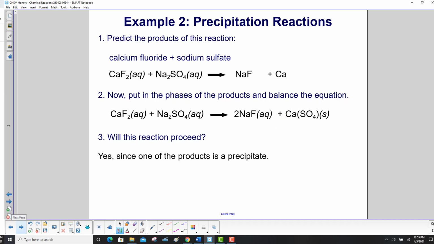And finally, will this reaction proceed? Yes, it will. Why? Because one of the products is a precipitate, the calcium sulfate.